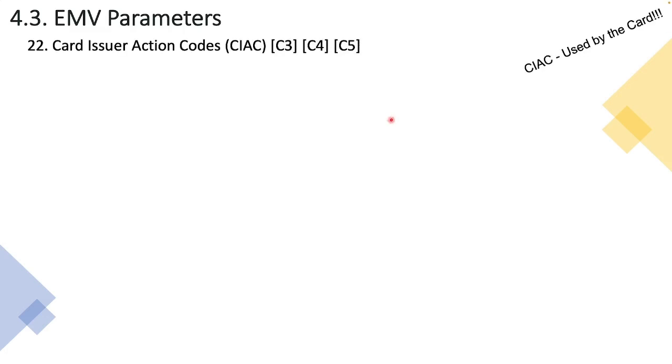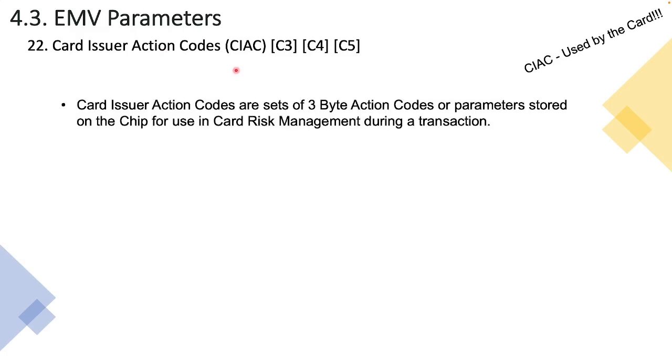Okay, let's move away from issuer action codes and let's now talk about something called card issuer action codes. Card issuer action codes are a set of 3-byte action codes. So issuer action codes are 5 bytes, card issuer action codes 3 bytes. Okay, and these are stored on the chip. Different once again from issuer action codes. So card issuer action codes are used by the card and they are never shared with the terminal.